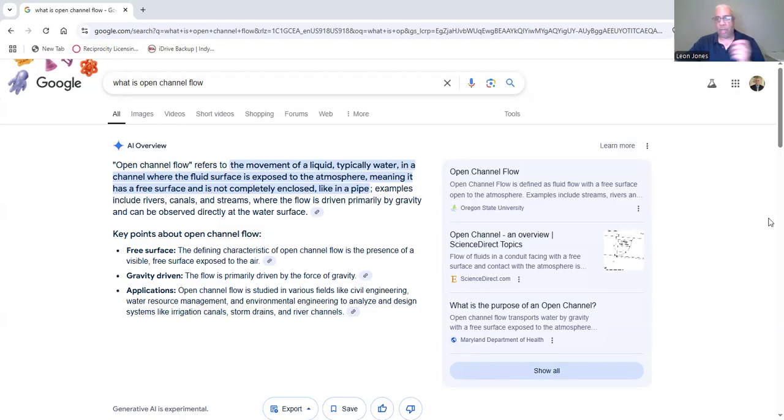the water surface. Now, key points you need to know about open channel flow: it's a free surface, and it's the defining characteristic of open channel flow. It's the presence of a visible free surface exposed to the air. It's also gravity driven, and the flow is primarily driven by the force of gravity. Also, the applications where you have open channel flow, it's studied in various fields like civil engineering, water resource management, environmental engineering to analyze and design systems like irrigation canals, river channels, and of course, storm drains.